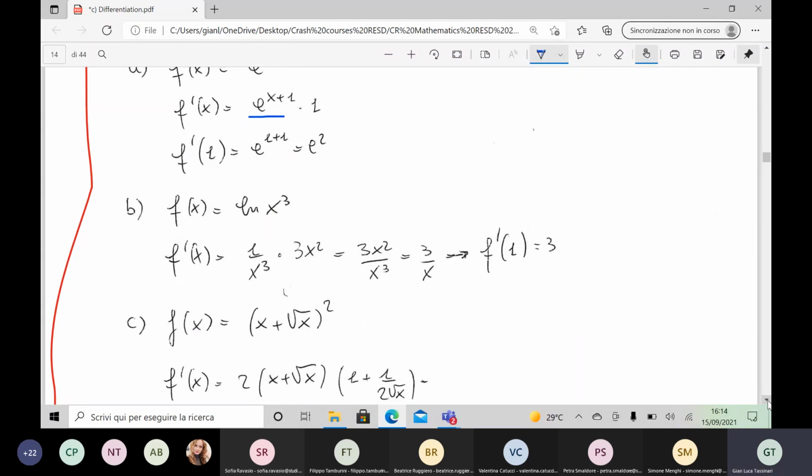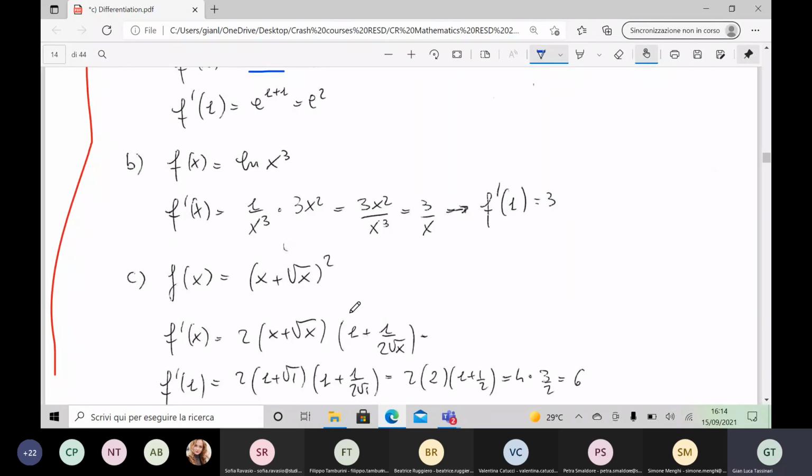Suppose you have this function. Compute again the slope of the tangent line at the point x0 equal to 1, or the instantaneous growth rate at x0 equal to 1. What do you have to do? You have to compute first the derivative of the function, then evaluate the derivative at the point x0 equal to 1.